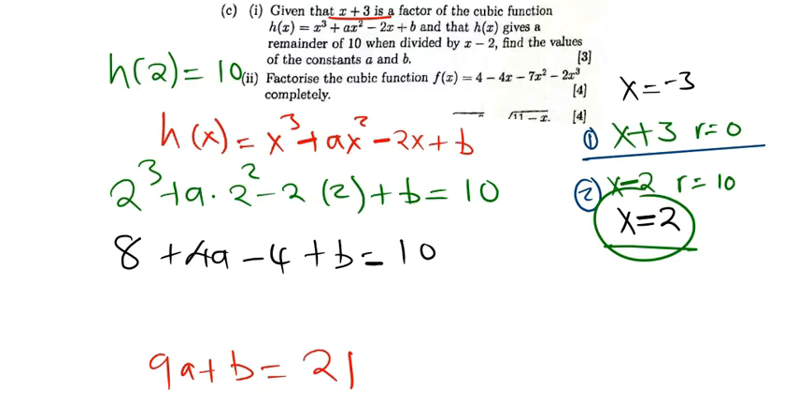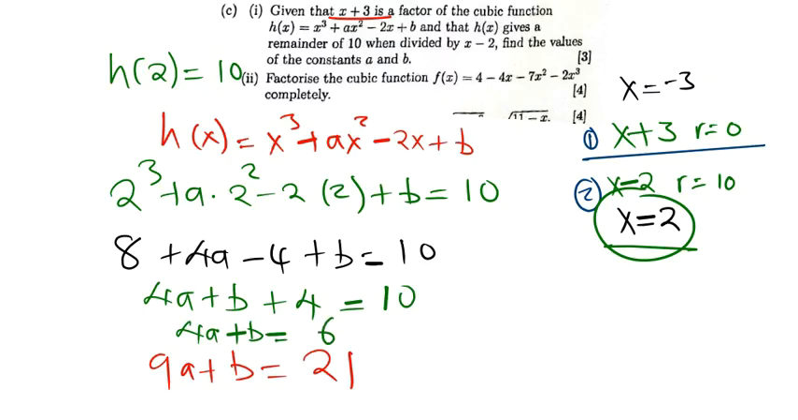And then we end up with 4a plus b. 8 minus 4 is a 4, equal to 10. So we have 4a plus b. 10 minus 4 is a 6, right?